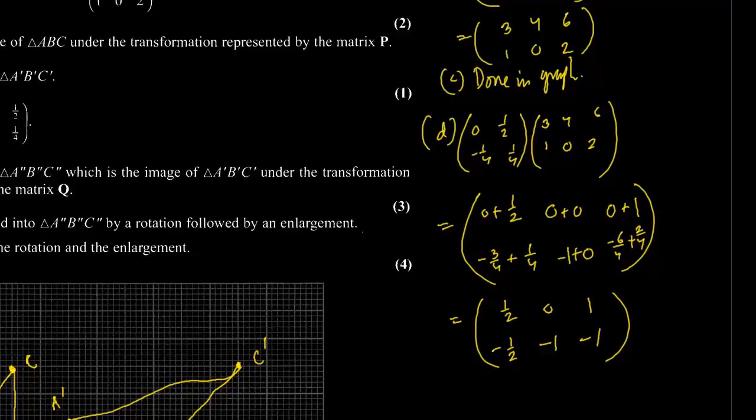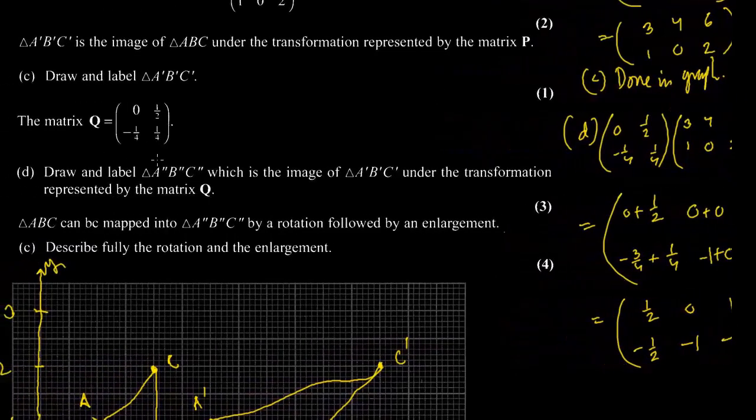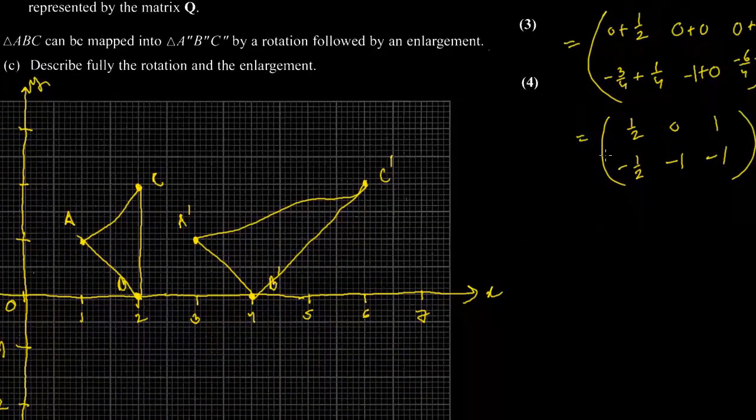Now we have to put this in question number D. We have to draw and label triangle A double prime, B double prime, C double prime. So A double prime is (half, minus half). If this is half, then minus half is going to be here. So this is A double prime. The next one is (0, minus 1). This is B double prime. Then C is (1, minus 1). If this is 1, this is minus 1, this is C double prime. So this is the triangle. Done in graph.